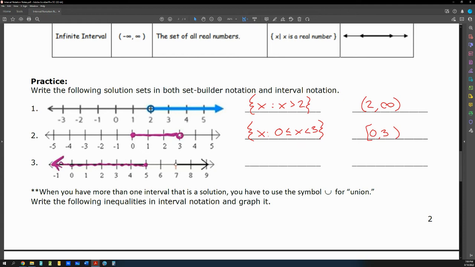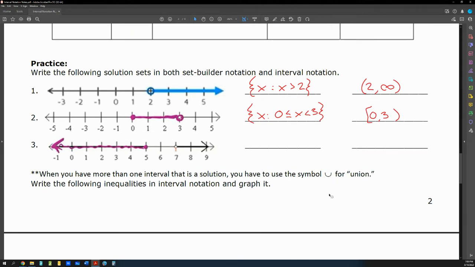When you have more than one interval that's a solution, you can use this mathematical symbol called a union. And that means that we're taking two sets and we're combining them. So using set builder notation, again, that curly bracket, we have x such that x is, we're looking at all the values to the left of positive 5 and including.